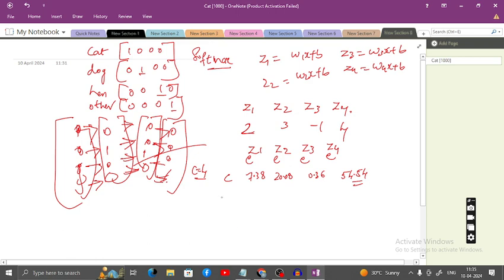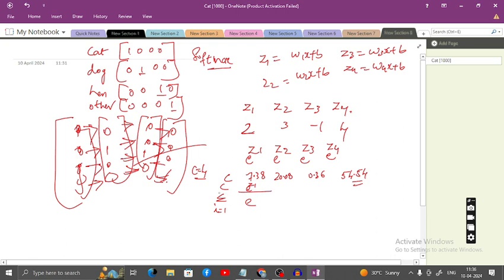So what is the formula for softmax? How is it going to calculate? I is equal to 1 to C. There are 4 classes, 1 to 4. It is e to the power of Zi; for example, e to the power of Z1 divided by the summation.